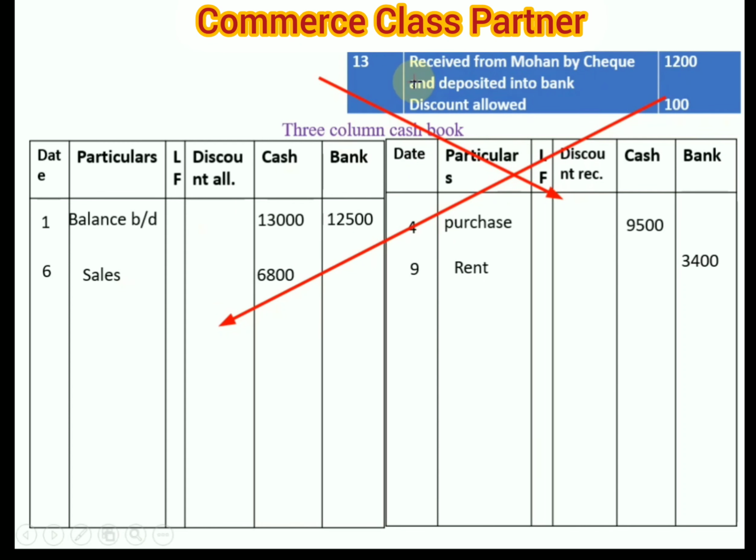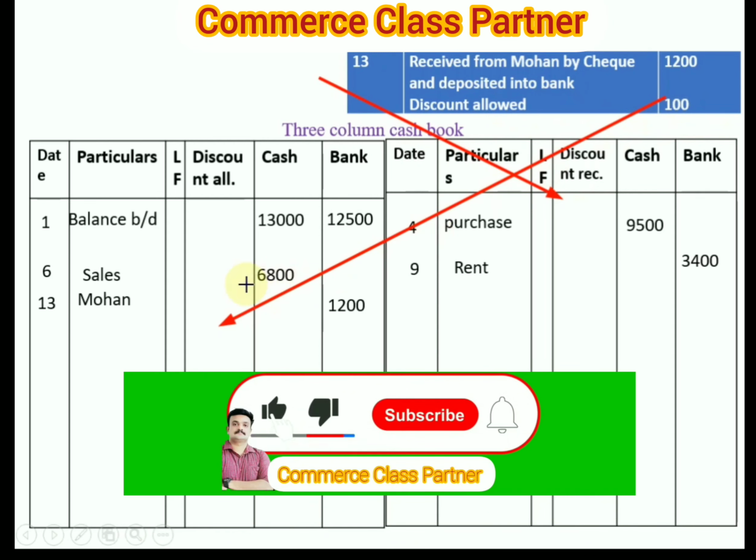This is the case of receipt. We are receiving something, so we should enter the name of Mohan in the particulars column, on the debit side. Let us enter the transaction as Mohan rupees 1200, because we have been given a check and the check has been deposited in the bank on the same day. So the bank account balance has been increased, and the 1200 should be entered on the bank column. At the same time, discount allowed rupees 100 on the discount allowed column also.